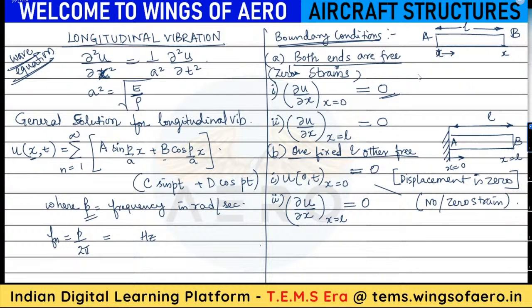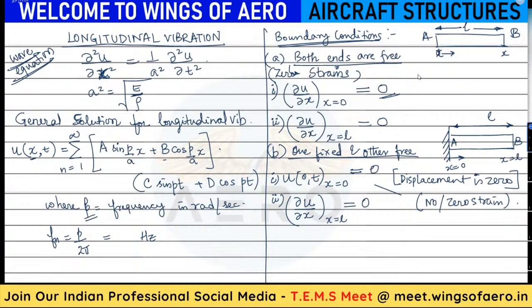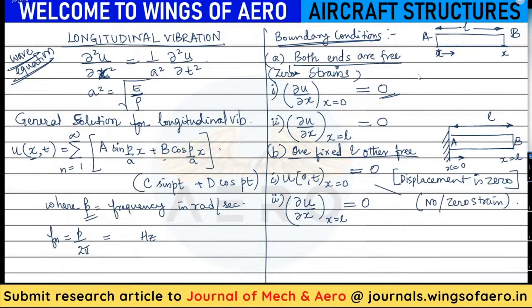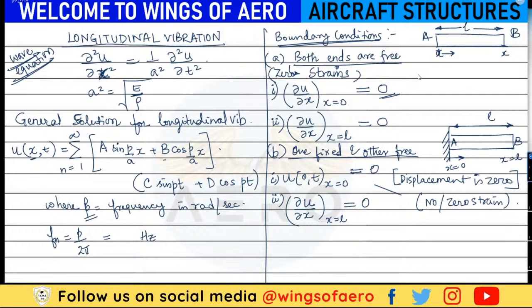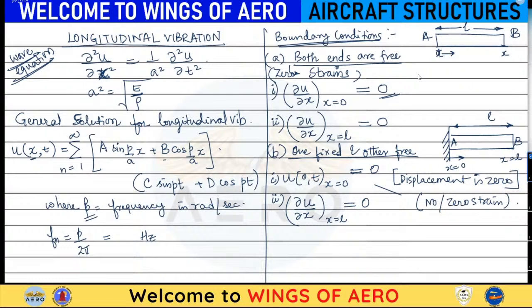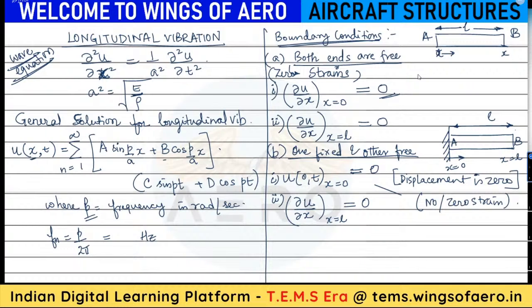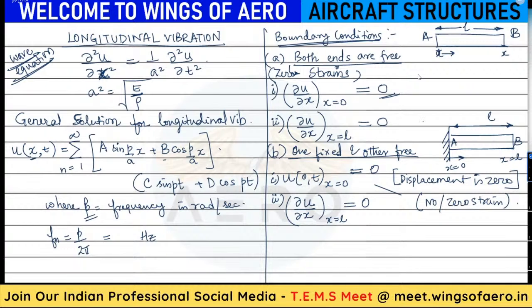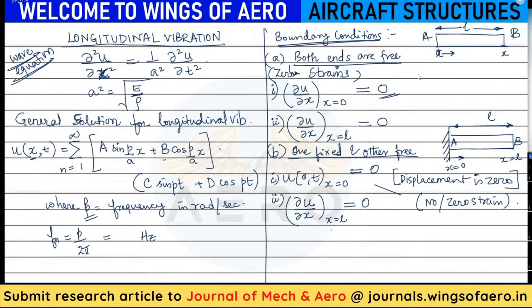So you can also expect this question in longitudinal vibration. When one end is fixed and one end is free, which of the following options will be suitable for this condition? This time it is a multiple selection question, so in that situation you need to select both the zero strain and the displacement is 0 condition. You have to look into that question very carefully.